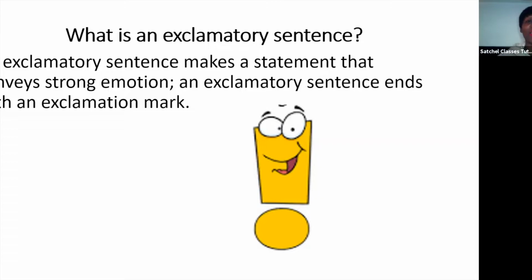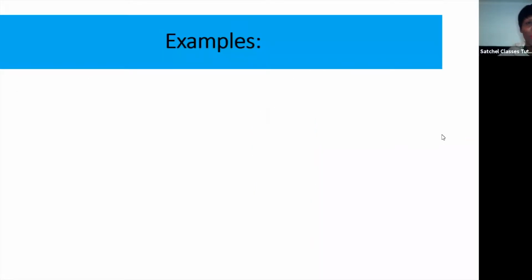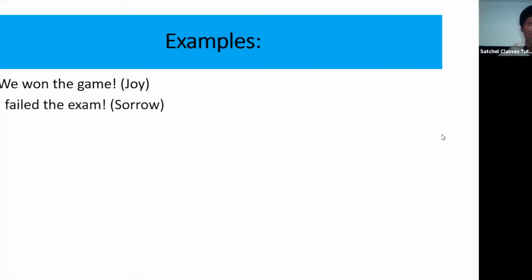An exclamatory sentence makes a statement that conveys a strong emotion. So an exclamatory sentence always ends with an exclamation mark. For example, we won the game! Now that has a strong emotion, the emotion of joy, and you can see that it ends with an exclamation mark. I failed the exam! It has an exclamation mark, it's an exclamatory sentence, and we have the strong emotion of sorrow.